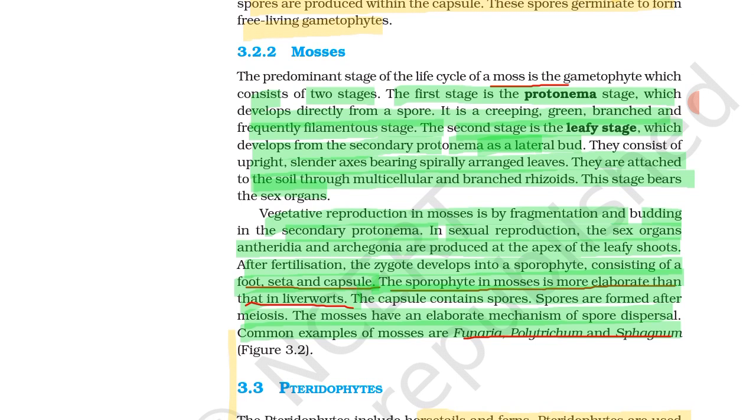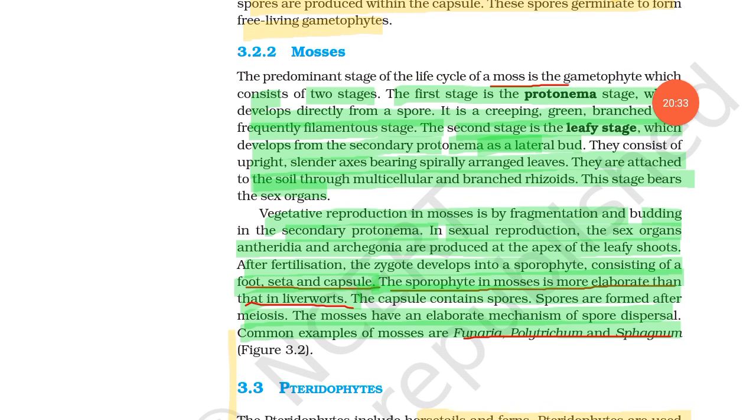The first stage was the protonema stage, which developed directly from spores. It is a creeping, green, branched and frequently filamentous stage. The next, the second stage, is the leafy stage, which develops from the secondary protonema as a lateral bud.